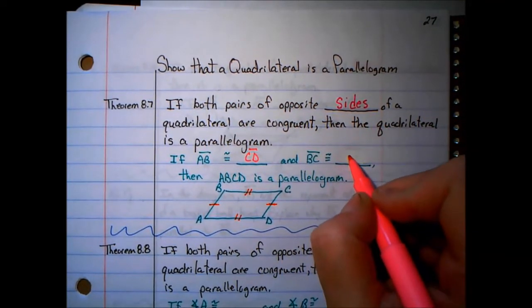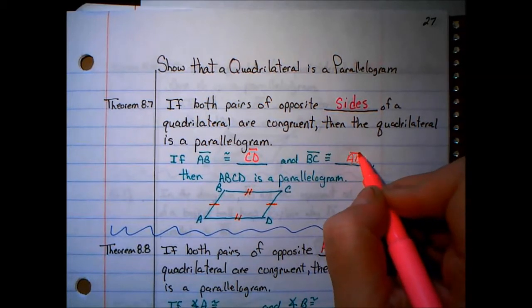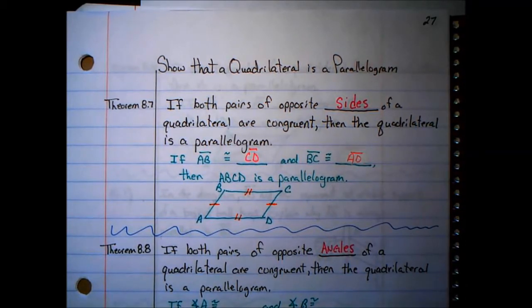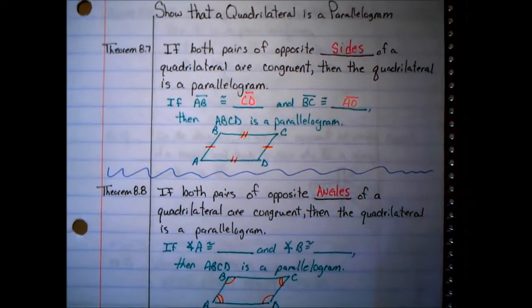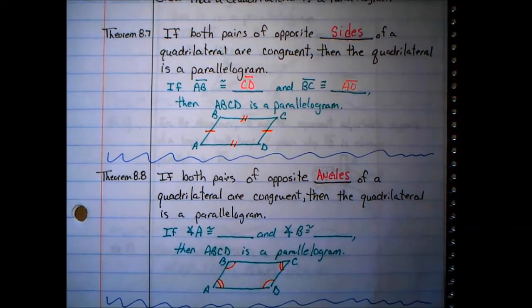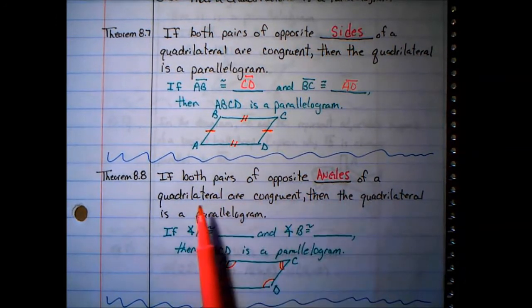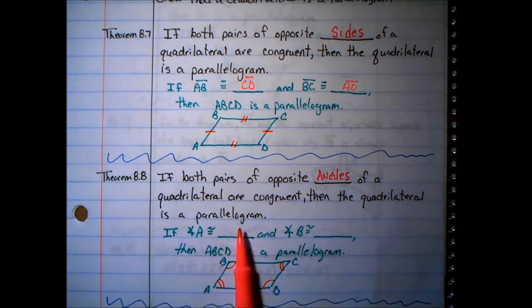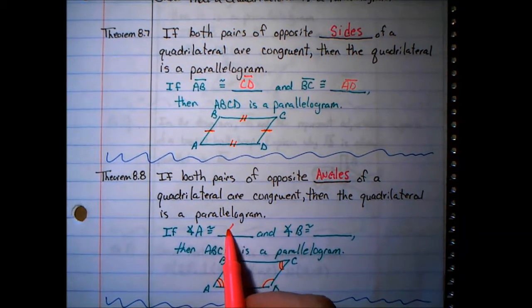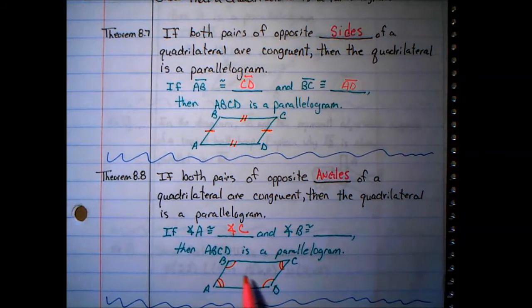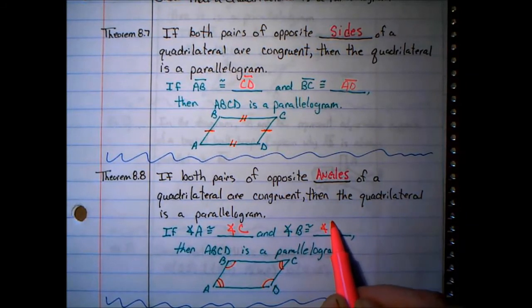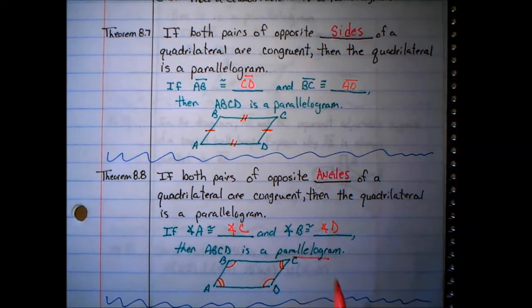So this is going in reverse order off of the theorems that we've had before. So it's trying to show that if this is the case, then it will be a parallelogram. 8.8 says if both pairs of opposite angles are congruent, then it's also going to be a parallelogram. So that if A is congruent to C, and if B is congruent to D, then it is going to be a parallelogram.